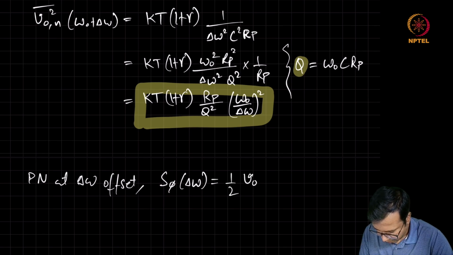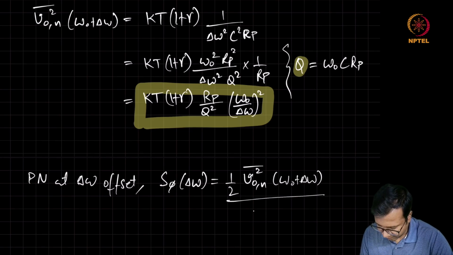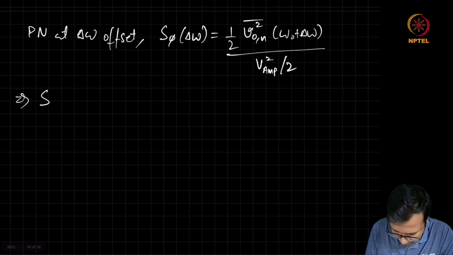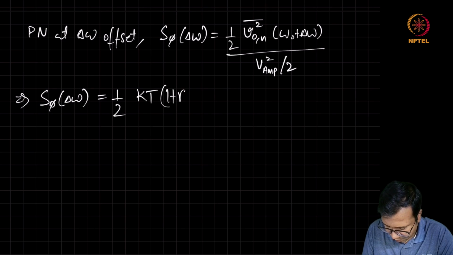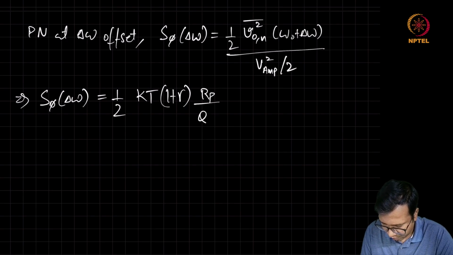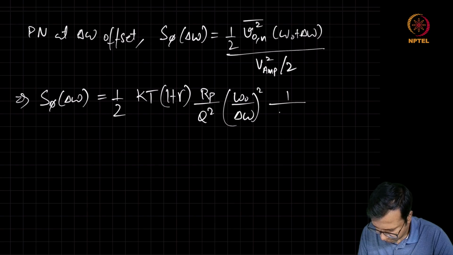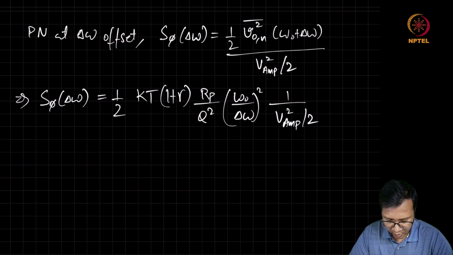We have the output voltage noise PSD divided by the carrier power, which is the output amplitude square by 2, so the phase noise at delta omega offset is going to be half of KT (1 + gamma) RP by Q square times (omega naught by delta omega) whole square, into 1 by the carrier power. Now, few points to note here.